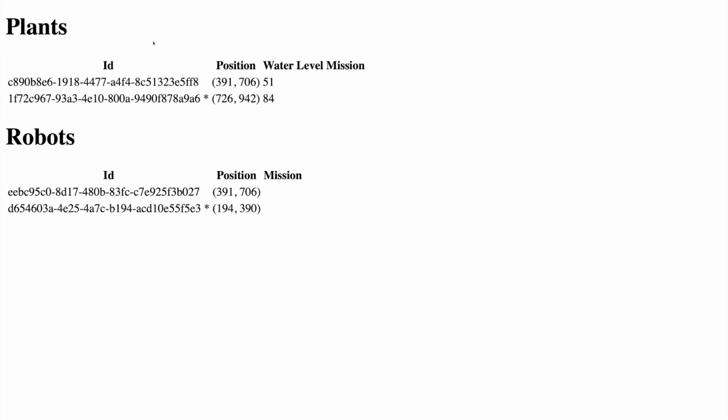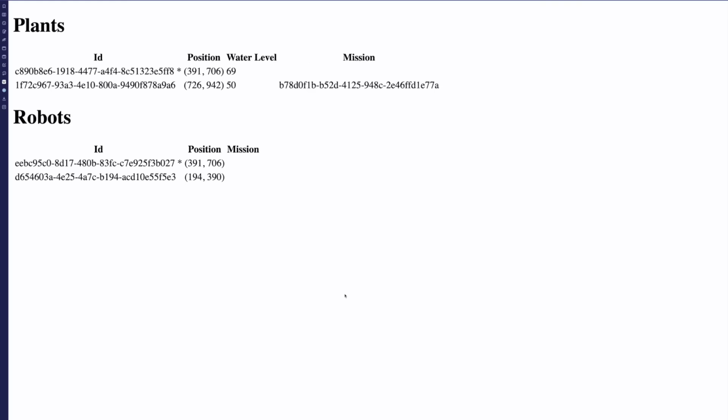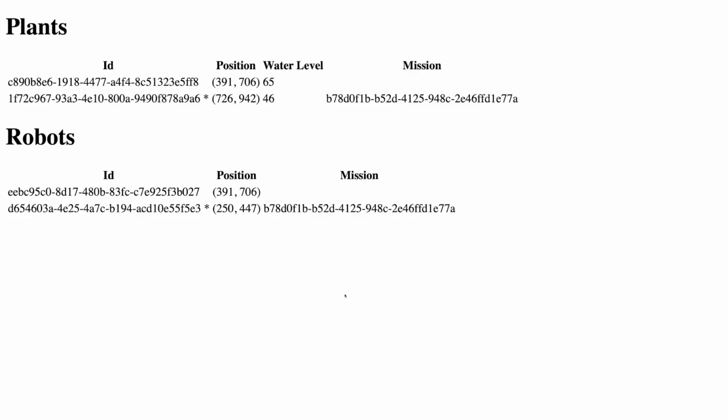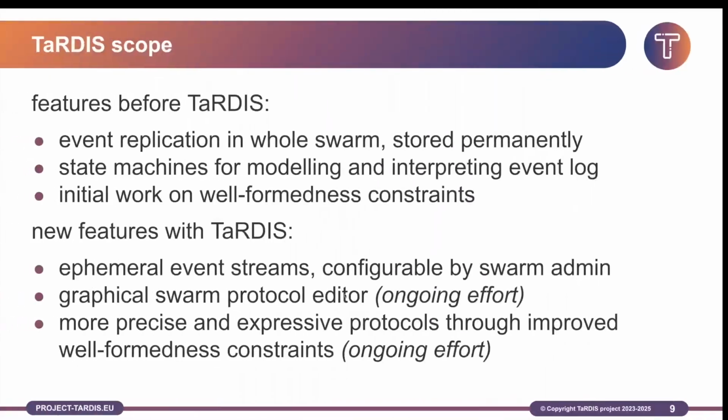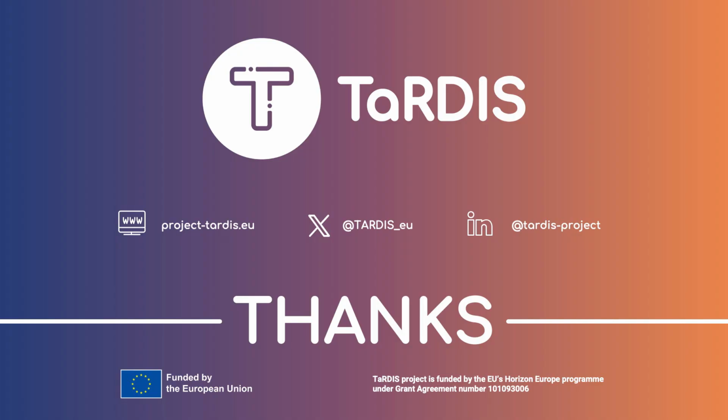Let's use another browser. Here, now we see we have two plants and two robots. The old one here is the plant that has 50%, which was watered now by the robot that was already there. And the other one has yet to reach 50% to ask for water from the other robot. You can see both applications show the same state. Everything is synchronized across the swarm. Thank you. This concludes the demonstration.